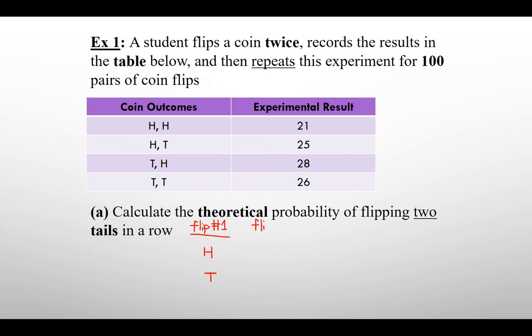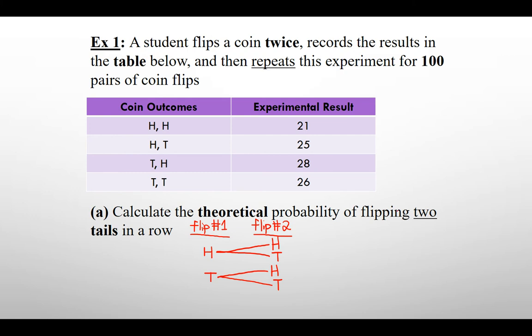And then event number 2, flip number 2. There's two possible outcomes. On flip number 1, you can get heads followed by heads on flip number 2. Or on flip number 1, you can get heads followed by tails on flip number 2. If you get tails on flip number 1, you could get heads on flip number 2. If you get tails on flip number 1, you could get tails on flip number 2.